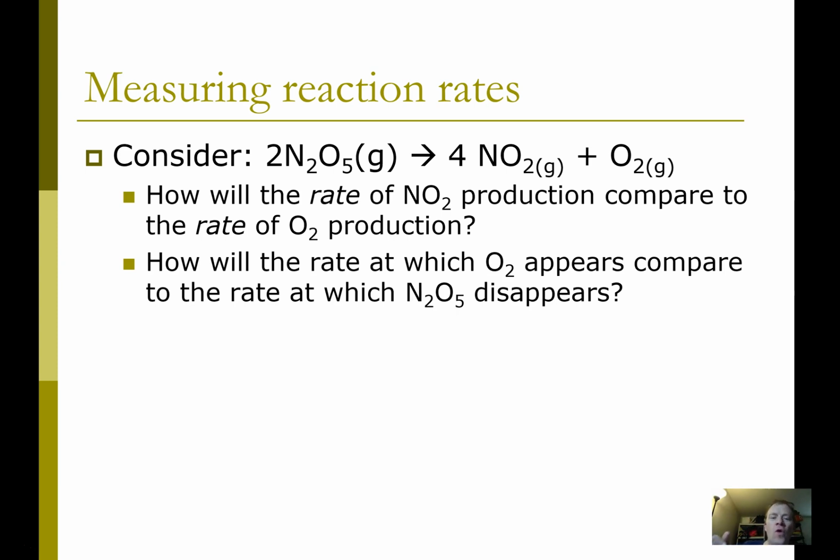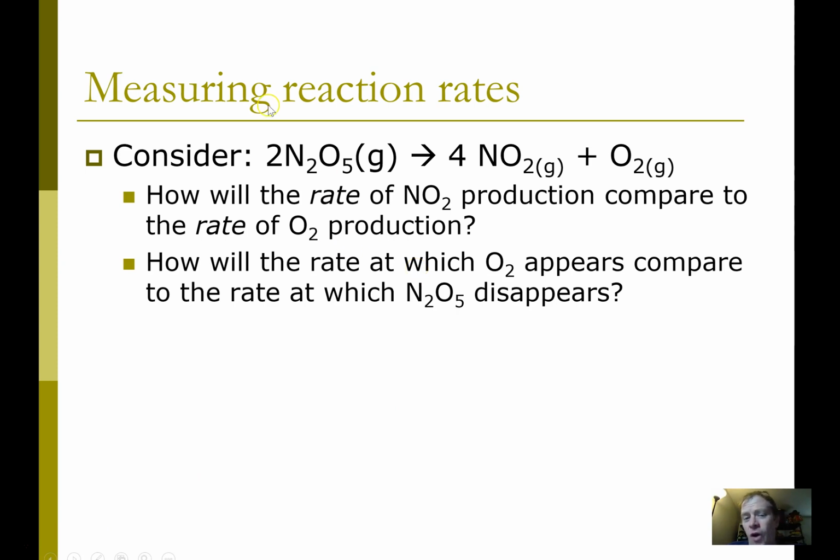But what I want you to think about here is it says, how does the rate of NO2 production compare to the rate of O2 production? Notice it's saying the word production because they're both products and they're being produced. How will the rate at which O2 appears compare to the rate at which N2O5 disappears? It's saying that because this is a decomposition reaction. It's saying disappears because this is the reactant and it is going to be disappearing over time. It's going to be turning into these products. So the concentration of this is going down, the concentration of these are going up.